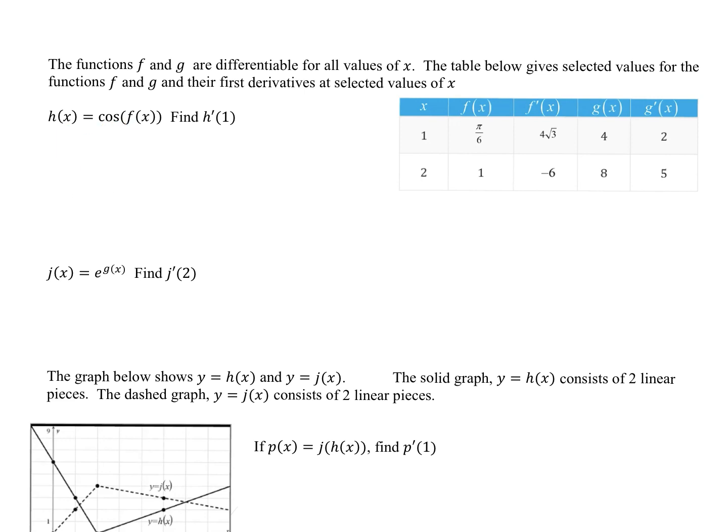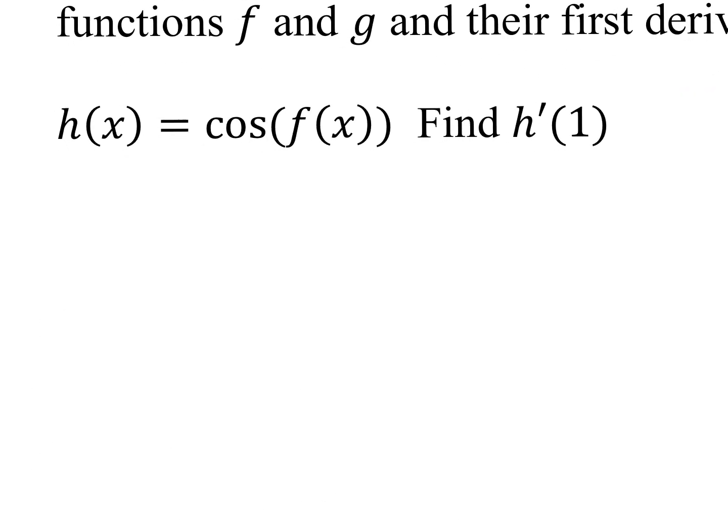H is cosine of f of x. You guys, what I want to clarify, do you agree this is not cosine times f of x? Correct. It's not, because if it was, it would have to be cosine of x times f of x. You always need an angle with your trig function. So this is, which one's my outer, you guys? Yeah, this one's my outer. What's my inner? F of x.